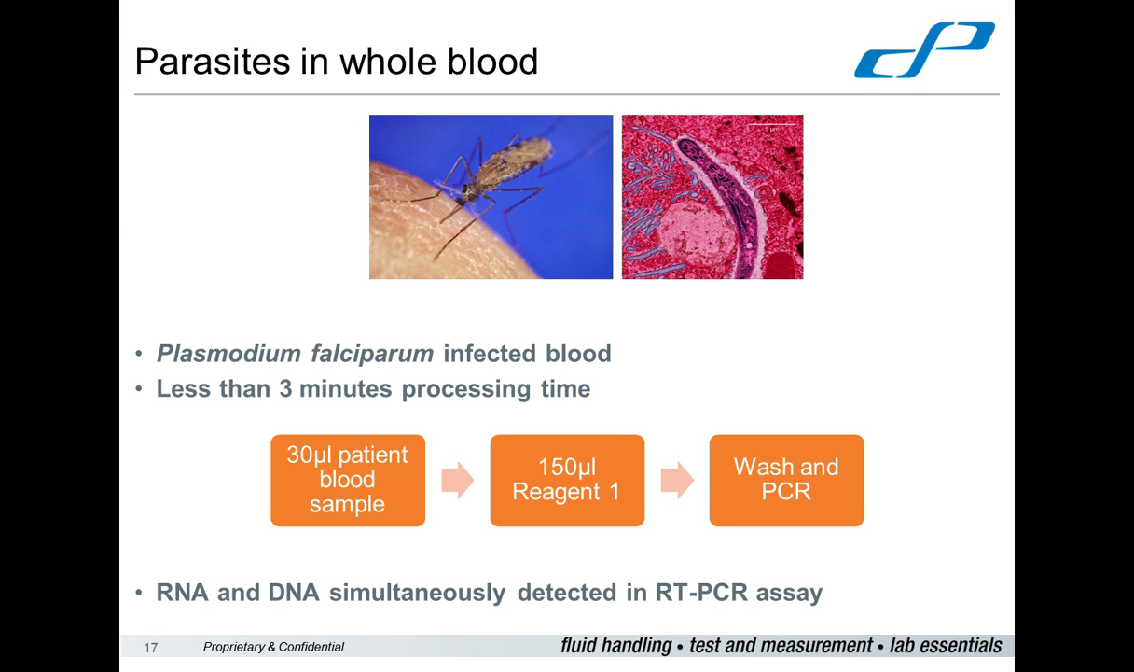So that was bacteria. I'd like to show you now some data on parasites. We have a clinical development laboratory that has access to many tropical diseases, lots of real patient samples from infected blood, and we thought we would try a quick test on Plasmodium falciparum, the causative agent of malaria. So we're now processing a parasite in blood. Same principle. You add your patient sample to reagent 1, follow the standard protocol, and you're ready to go into PCR.